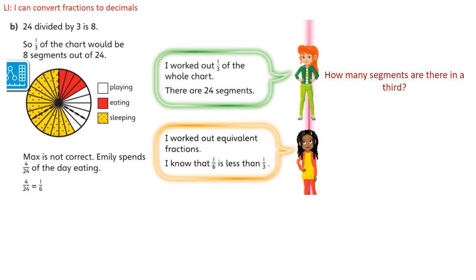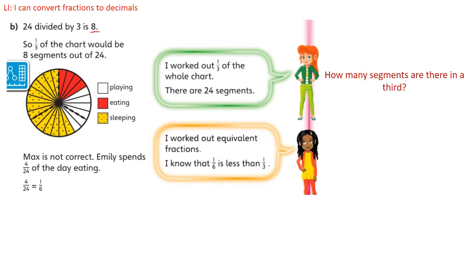So 24 divided by 3. Why have I divided by 3? Because they think 1/3 is going to be spent eating. So I want to know what 1/3 would be. When we're finding a fraction of a whole number, we divide by the denominator. So 1/3 of 24 is 8.